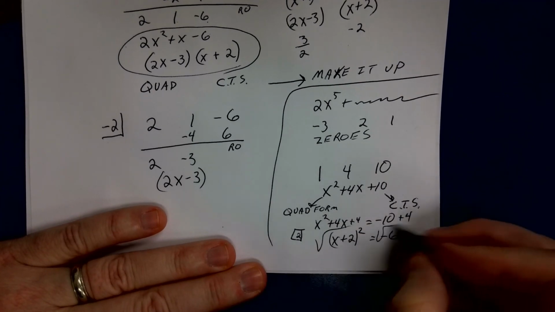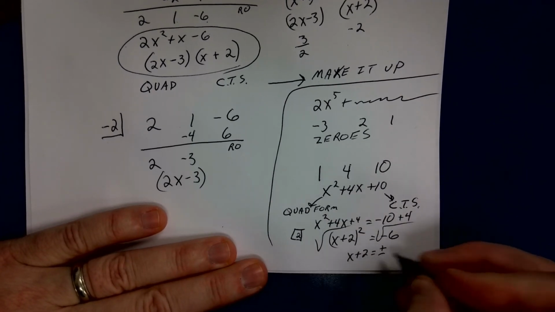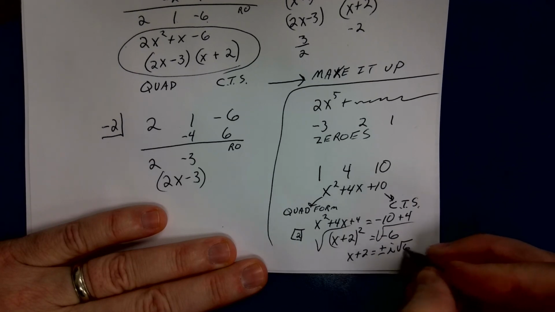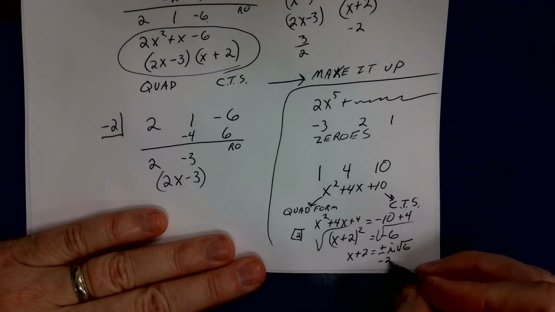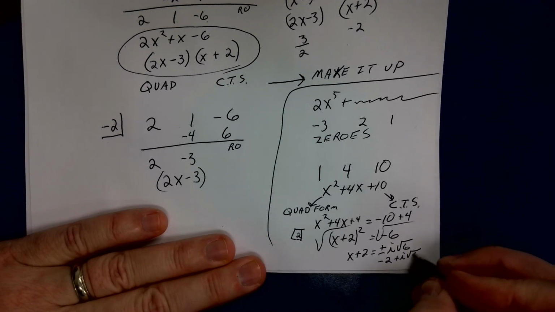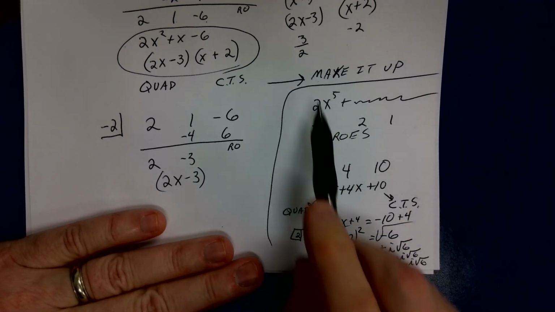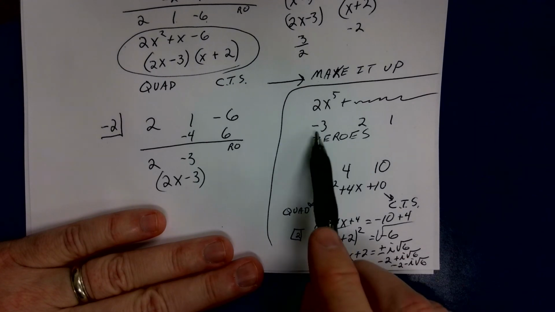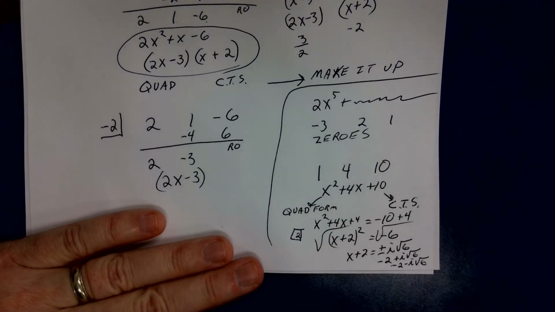Square root it, and I get x plus 2 equals plus or minus i root 6 because I have imaginary numbers. I move the 2 over and I get negative 2 plus i root 6 and negative 2 minus i root 6. And it turns out my zeros of this one that I just made up off the top of my head are negative 3, 2, 1, and then these two imaginary ones right down here. Okay, hopefully this was beneficial for you.